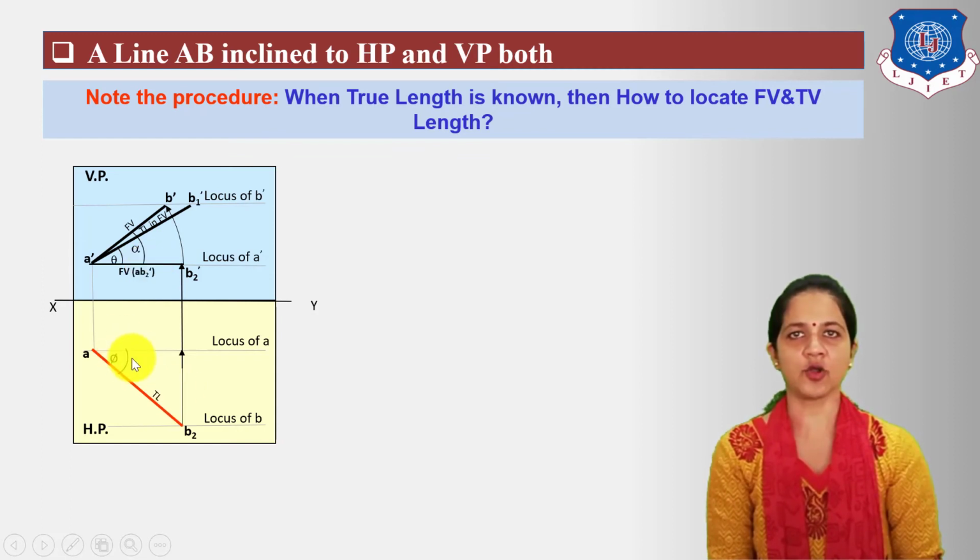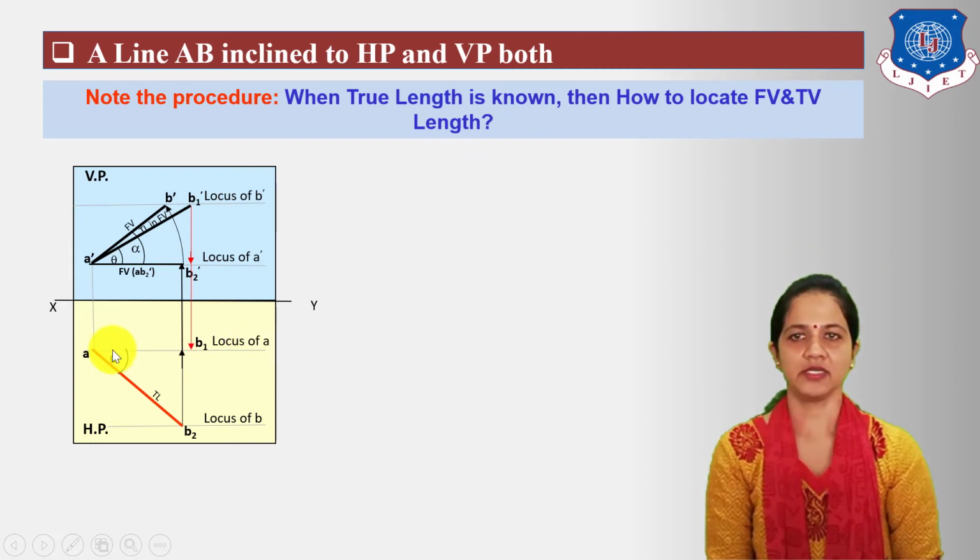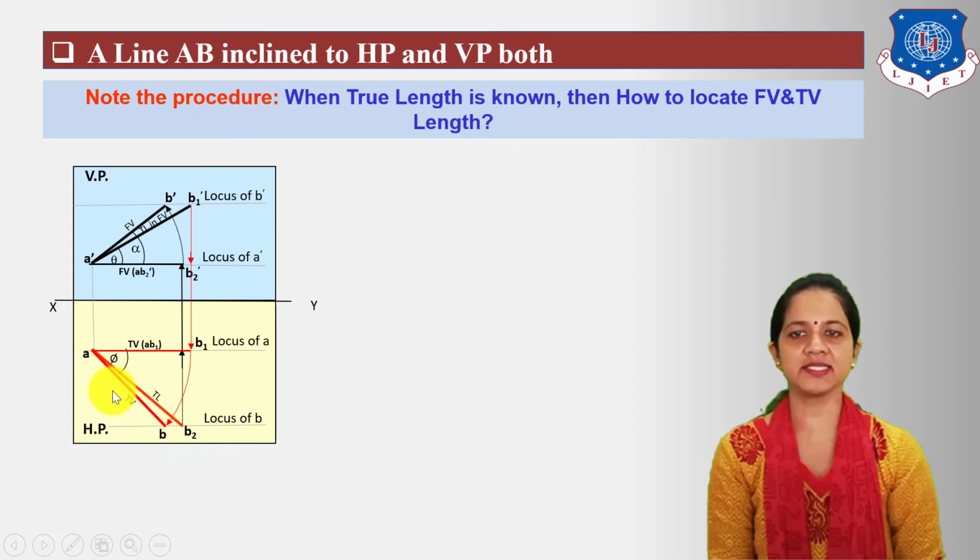Now for top view length, take a straight projection from the end point of the front view true length, which is the B1 dash point. Take a straight projection up to the locus of A and mark here the B1 point. So here AB1 indicates the horizontal component of the top view. Next, rotate this horizontal component of the top view from point A up to the locus of B in the top view. Mark here point B. Connect AB, which indicates the inclined top view at an angle beta.